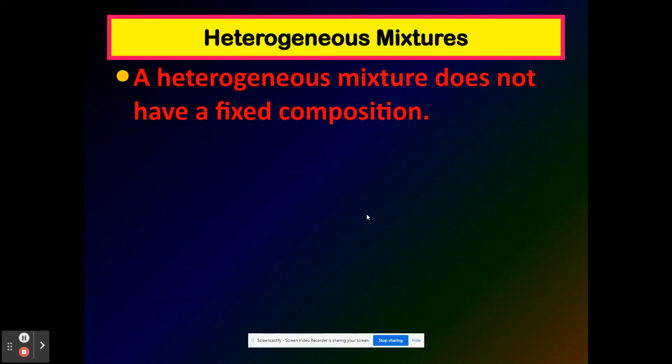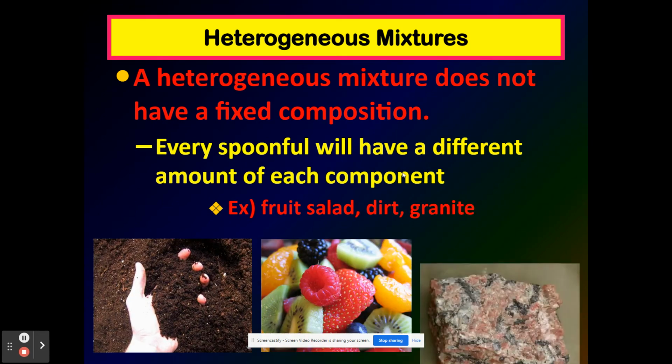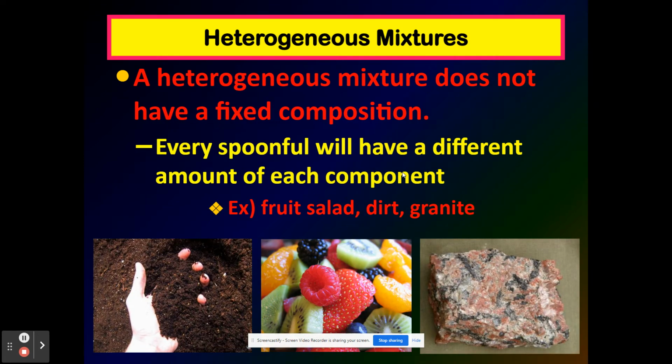Okay, so let's look at heterogeneous mixture first. So heterogeneous mixture does not have a fixed composition. I can see the individual parts, meaning every spoonful will have a different amount of each component. So if I take a spoonful of Lucky Charms, I might get 2 marshmallows in one spoonful and 10 in the other spoonful. It's different.